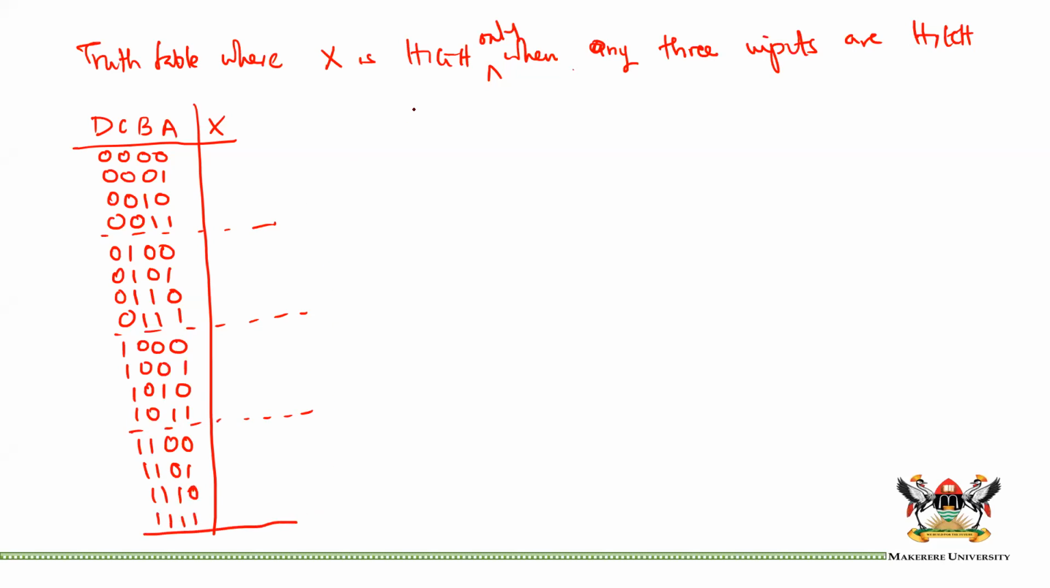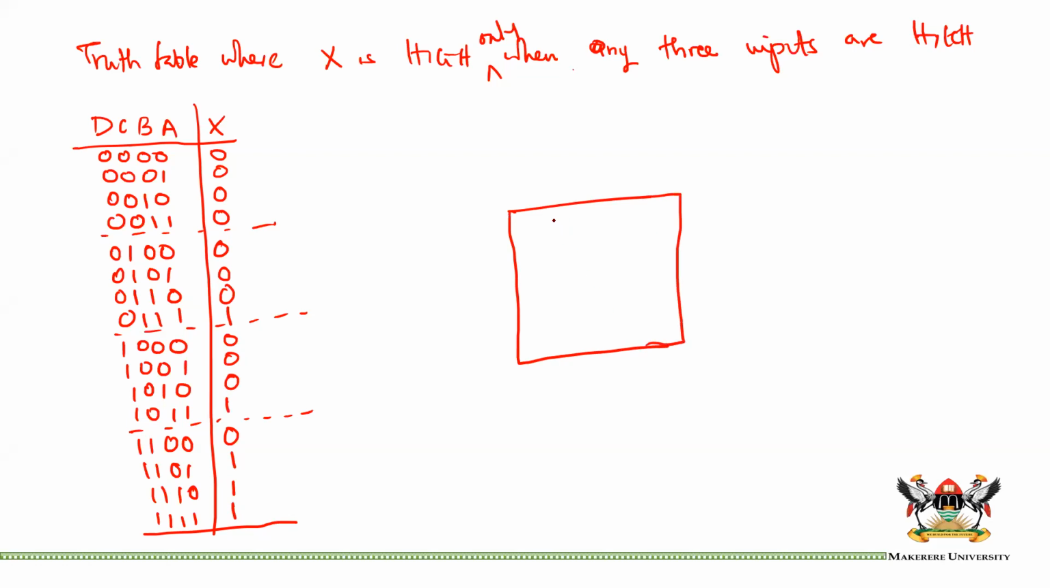Okay, so our truth table says X is high when any 3 inputs are high. So clearly this is 0 because all are 0, 0, 0, and 0. Because we are looking for only states where 3 inputs are high. That's a 0, that's a 0, that's a 0, and that's a 1. Because 3 inputs are high, that's 0, 0, 0, 1, okay, and then 0, 1, 1, 1. Okay, so that much, everyone is on point. We are together.